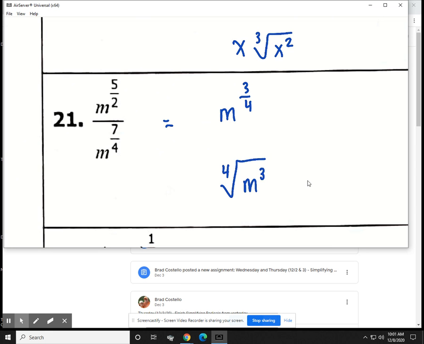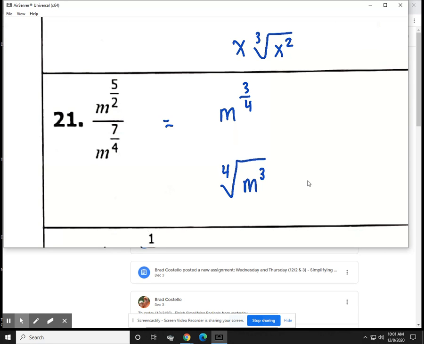Alright, so it's the 4th root of m cubed. Now, is this one done? Yeah, because will 4 go into 3? No, so since 4 won't go into 3, none of those m's get to escape. They're all trapped, and that's the answer.